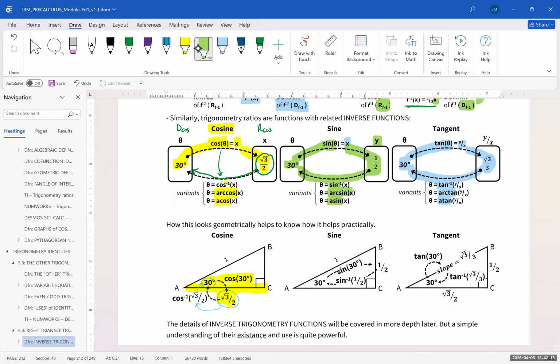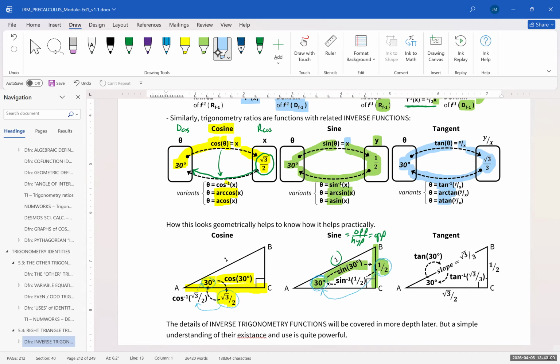Now with sine, if our angle of interest was 30 degrees, right, SOHCAHTOA, so that would be opposite over hypotenuse, but the hypotenuse is 1. So if we take the sine of 30 degrees, that tells us that the length of side BC, that's the opposite side, is 1/2. But instead, if we knew that the length of the opposite side was 1/2, we could take the inverse sine of 1/2, and that would tell us what our angle of interest is. It goes the other way.